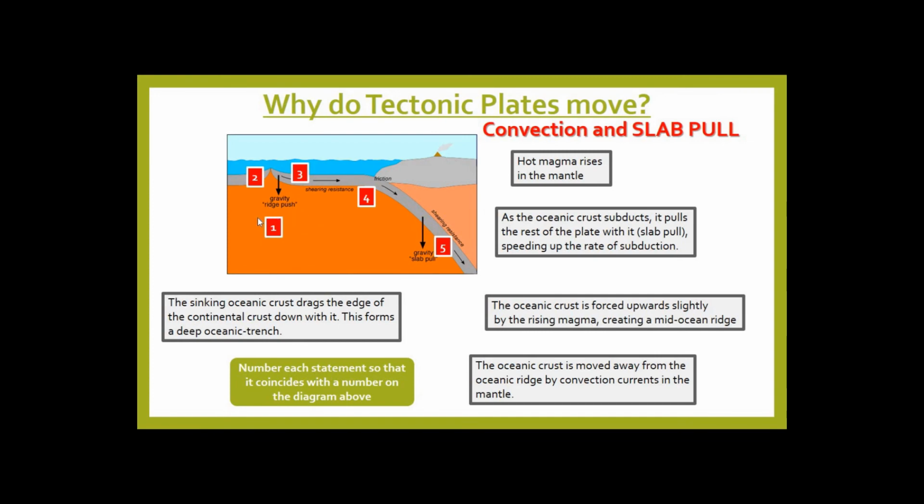So the magma rises in the mantle, and what it does is it pushes the crust up slightly underneath the ocean. It's called an oceanic ridge. This piece of plate, this oceanic crust, then moves away from the ridge, and as it does so, it collides with a piece of continental crust, a piece of continental plate.